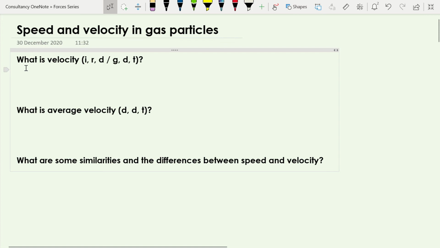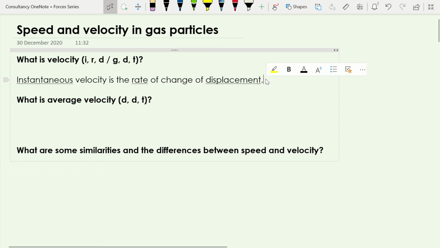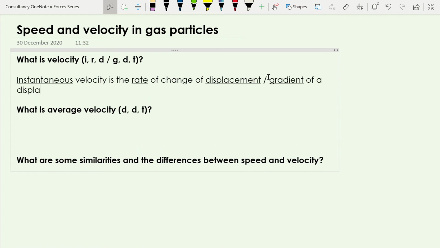So let's see, first of all, what is velocity? So velocity, short for instantaneous velocity, is the rate of change of displacement. Okay, so you can see these are the key things that I was looking for that were indicated by those letters. Or alternatively, we could have gone for the gradient of a displacement versus time graph. That would be essentially the same thing.